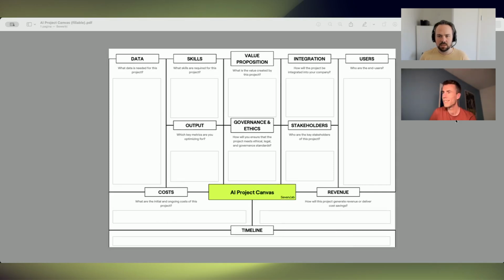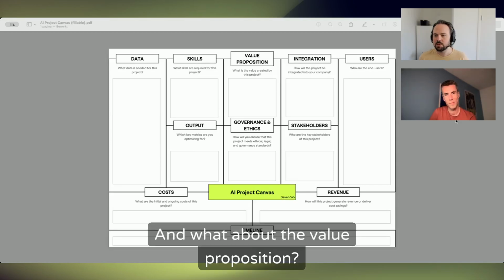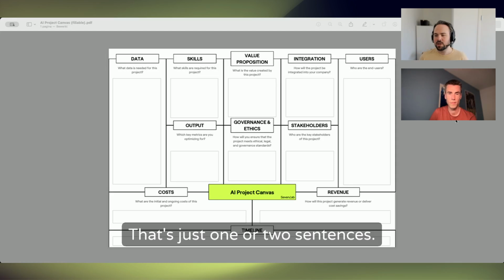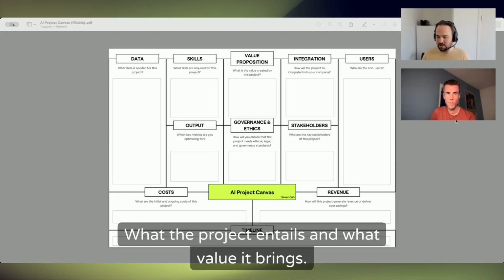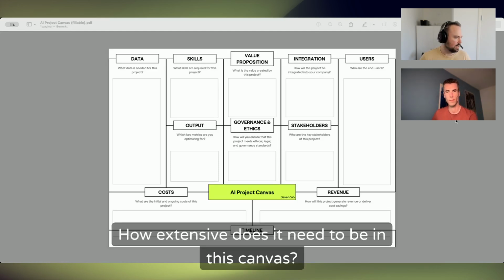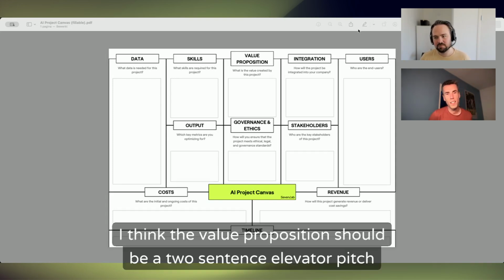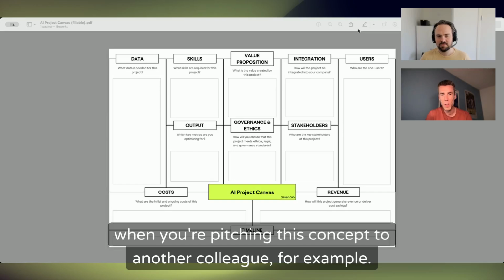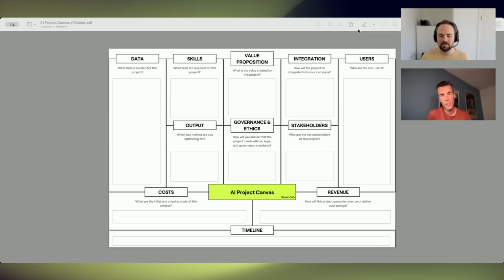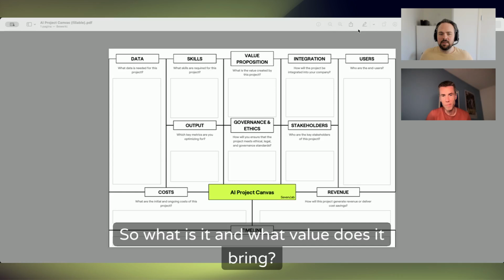Right. And what about the value proposition? That's just one or two sentences, what the project entails and what value it brings. How extensive does it need to be in this canvas? I think the value proposition should be a 2-sentence elevator pitch when you're pitching this concept to another colleague, for example. Right. So what is it and what value does it bring?